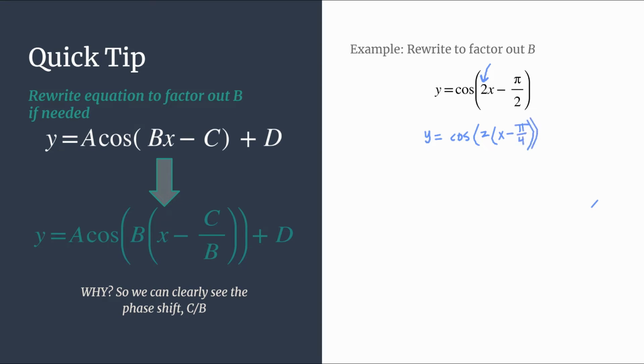A quick way to factor that out is just to take c, which is this, and divide by b, which is 2, and you'll know what it's supposed to be. But again, you can double check yourself by just distributing that 2 back through, and you'll make sure that you match the original. This is how you would factor out b. We'll see lots of examples where this is necessary, but for now we'll leave it here and we'll dig into our steps for our advanced cosine graph method.